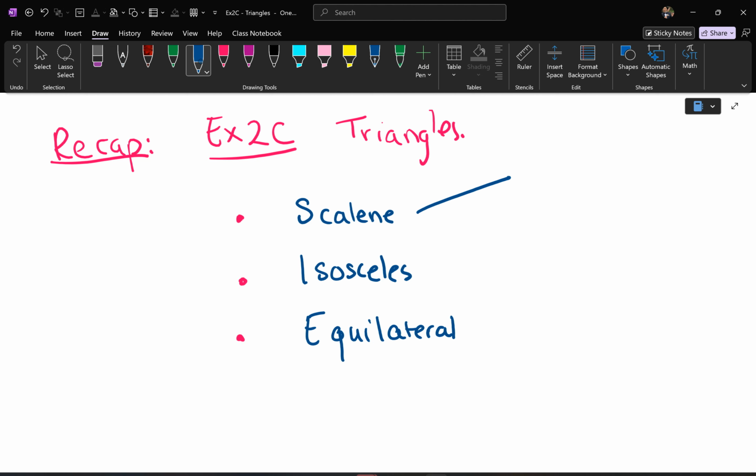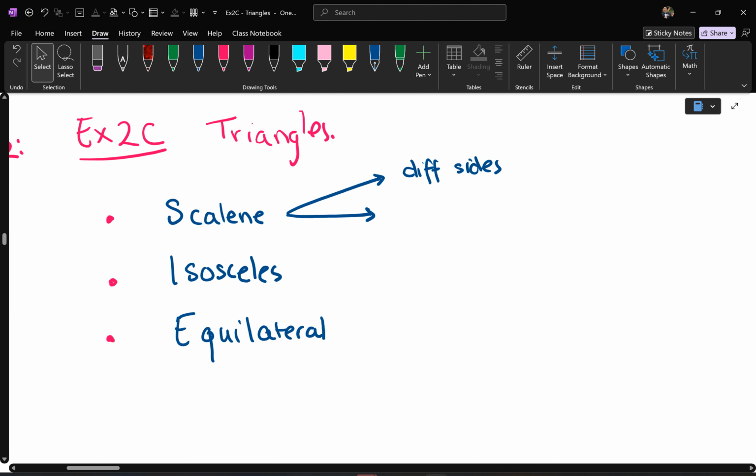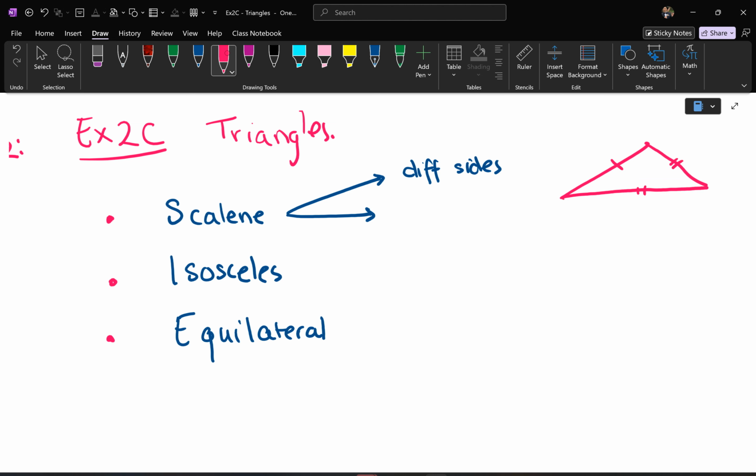What you need to know of the three are the properties. Name me a property that you know for a scalene type of triangle. Good. They have all different sides. So side lengths are all different. What else is there? How do we know if something is scalene? So all different sides, so I'll draw it. They all have different side lengths. So 1 dash, 2 dash, 3 dash.